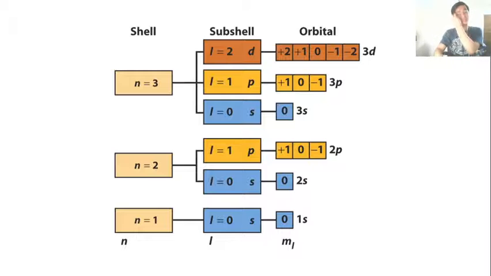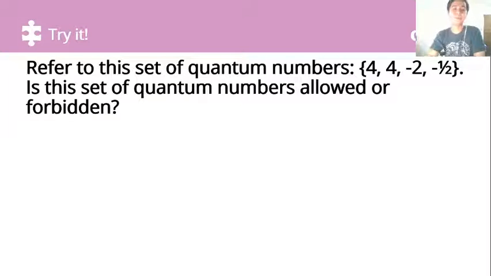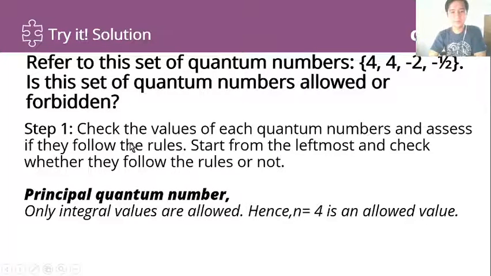Okay, let's go to an exercise. Let's start with this one example. Refer to this set of quantum numbers, which is 4, 4, negative 2, negative 1/2. Is this set of quantum numbers allowed or forbidden? So let's see. Step 1, if you want to know if the set of 4 quantum numbers is allowed or forbidden, first check the values of each quantum number and assess if they follow the rules. We will start from the leftmost and check whether they follow the rules or not.